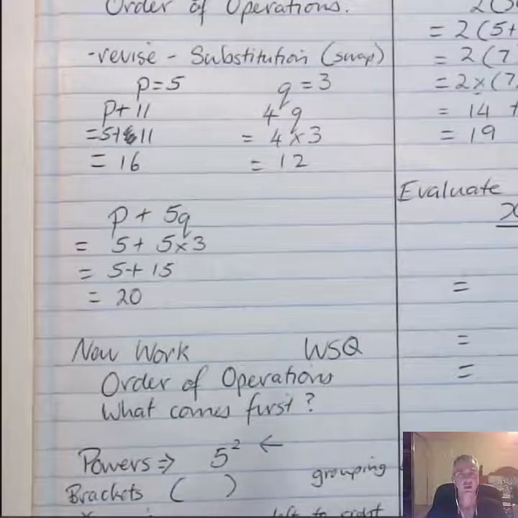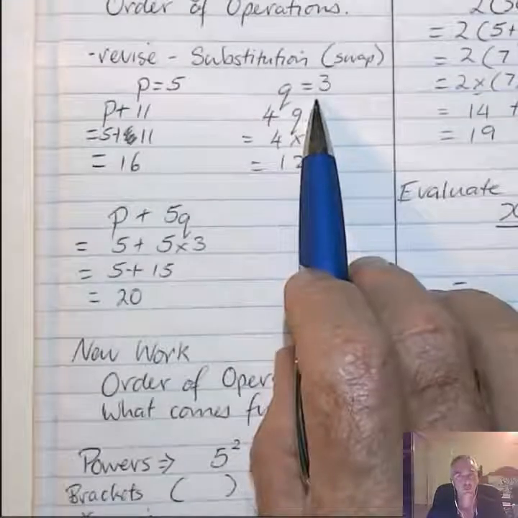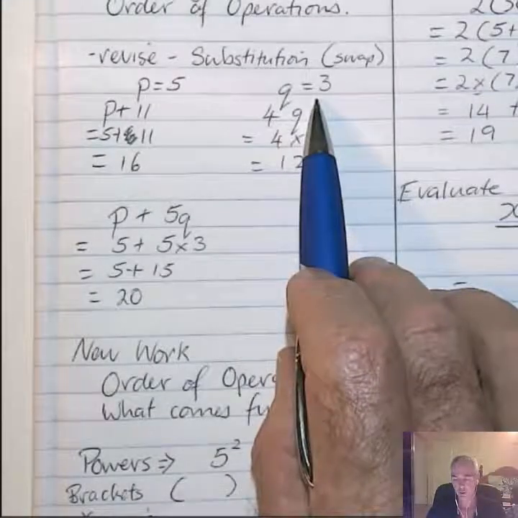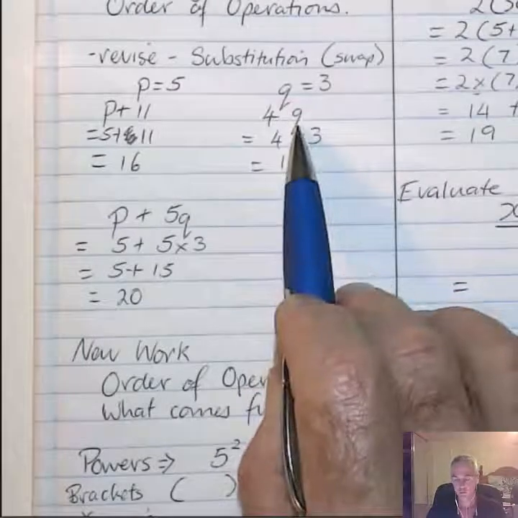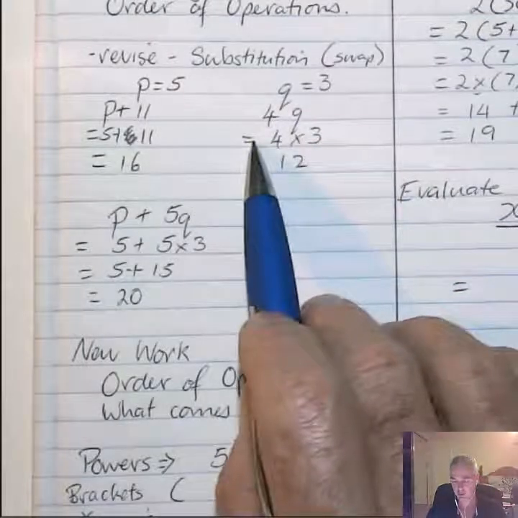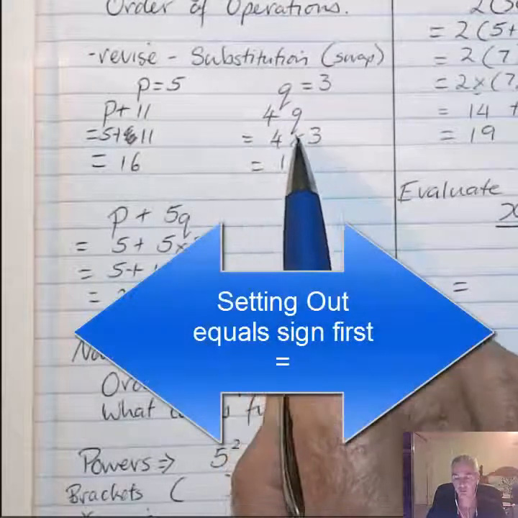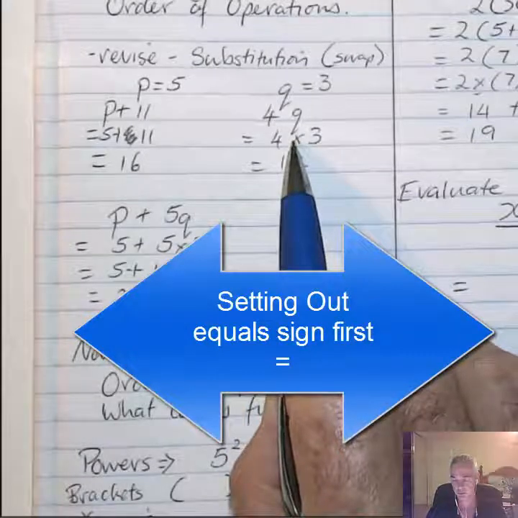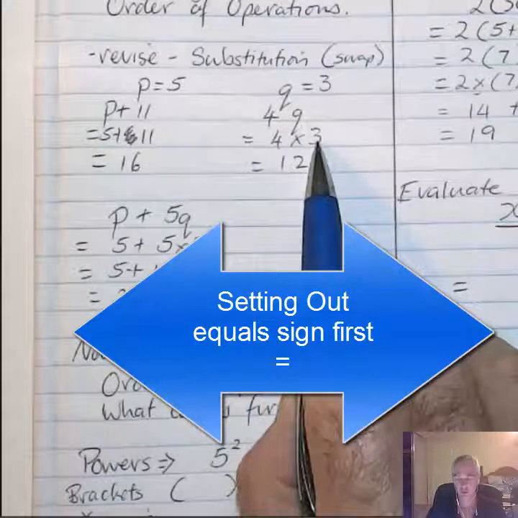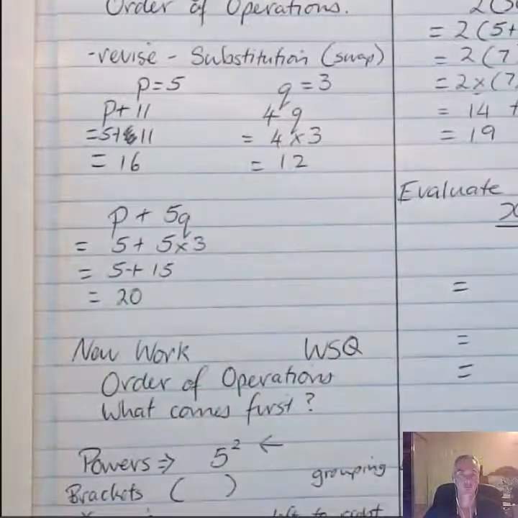This one over here, if Q equals 3, 4Q, then I put down the equal sign to start the next line off. The times sign is missing, so I include it now when I substitute the number 3. 4 times 3, the answer is 12.